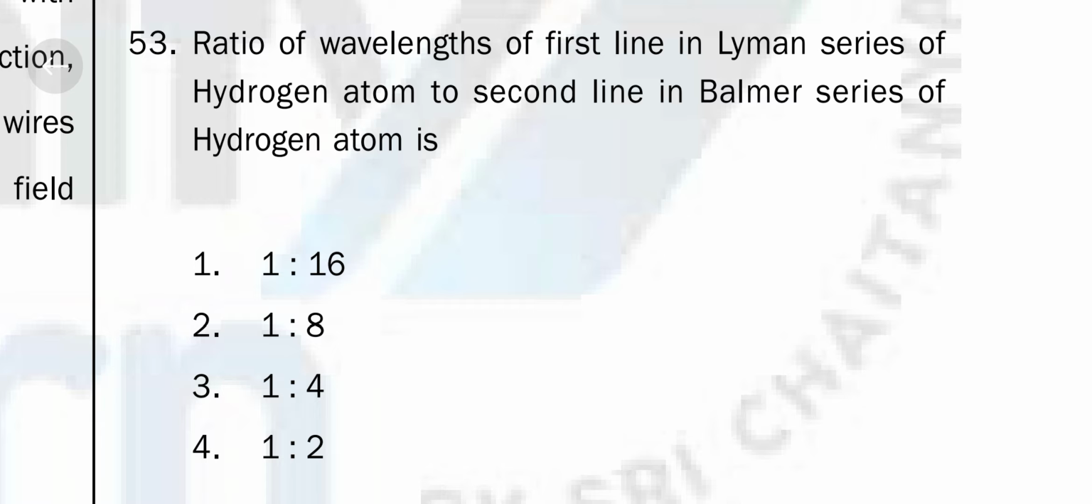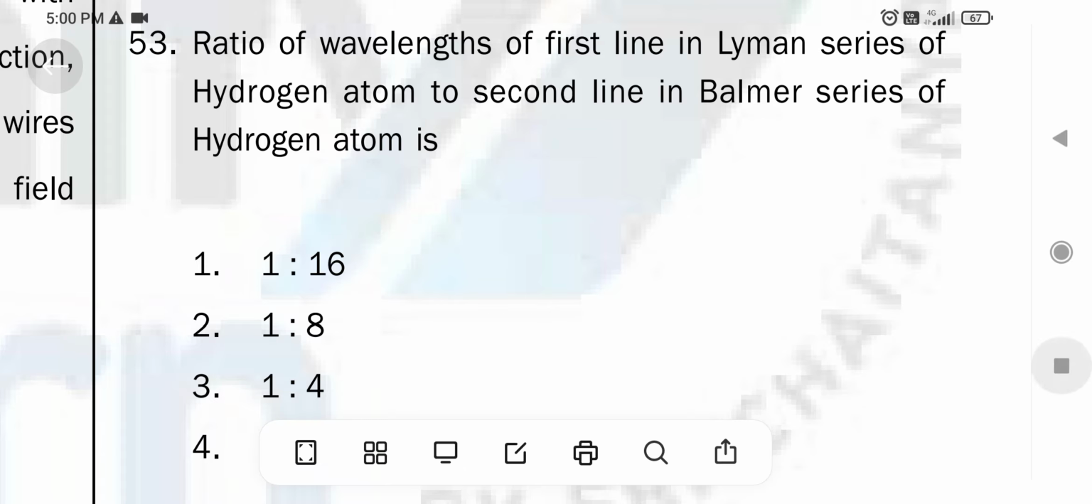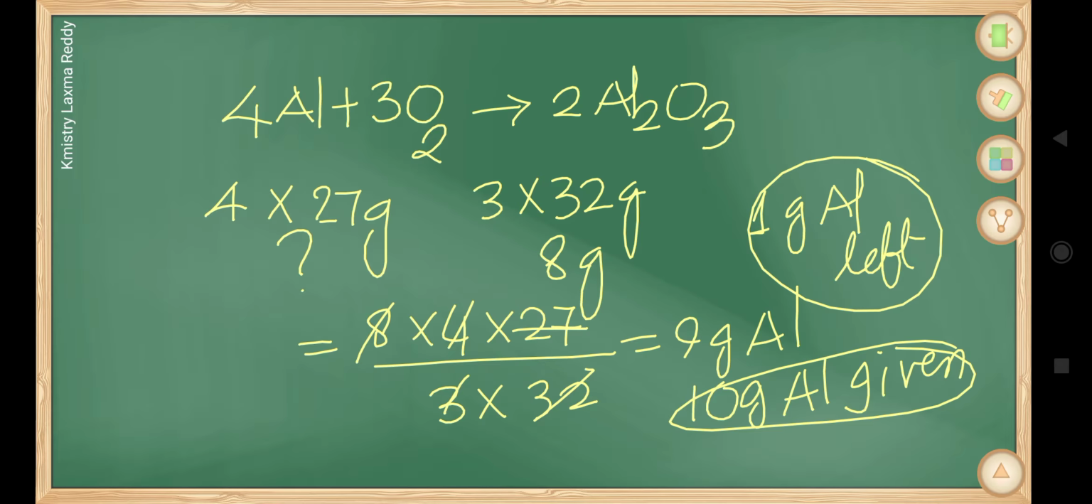Ratio of wavelengths of first line in Lyman series of hydrogen atom to second line in Balmer series of hydrogen atom. The Rydberg equation is required here. 1 by lambda is equal to Z squared R into 1 by n1 squared minus 1 by n2 squared. Little lengthy, but you need to answer. No other option for you.